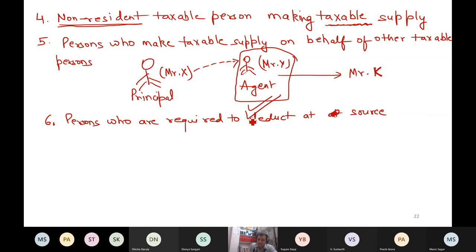TDS, you can say, tax at source. Just like under income tax, in GST also there is a provision of TDS. In income tax, what happens? Suppose I am earning income from anyone, then before making payment to me, that person will deduct tax on my behalf. This is what happens in income tax.